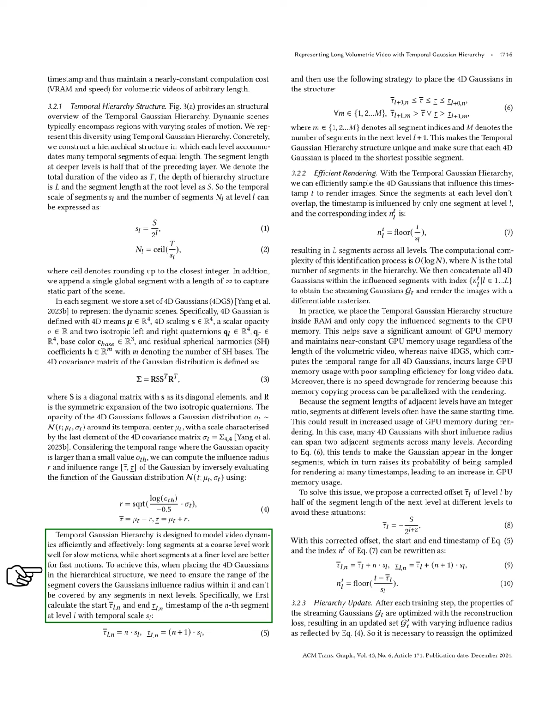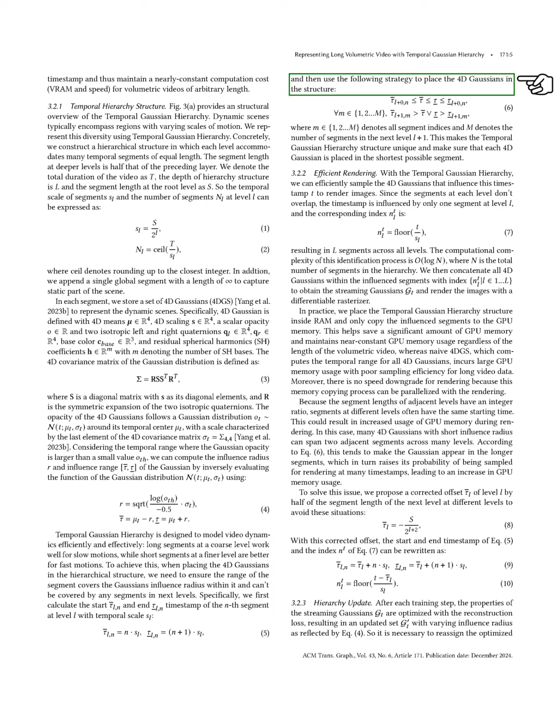The temporal Gaussian hierarchy is designed to effectively model video dynamics, using longer segments for slow motions and shorter segments for fast motions. We ensure that the segment range covers the Gaussian's influence radius and is not overlapped by segments at deeper levels. We calculate the start and end timestamps for each segment and strategically place the 4D Gaussians to optimize their positioning. For efficient rendering, we sample the 4D Gaussians that affect a specific timestamp.